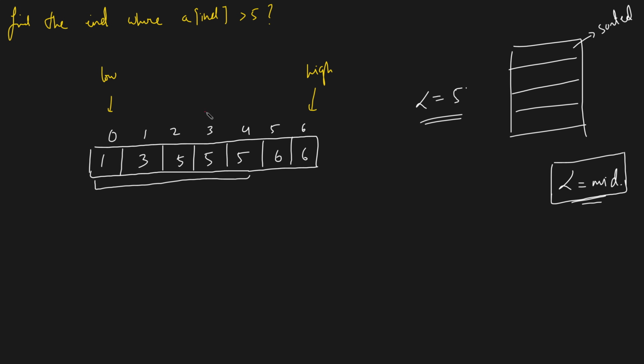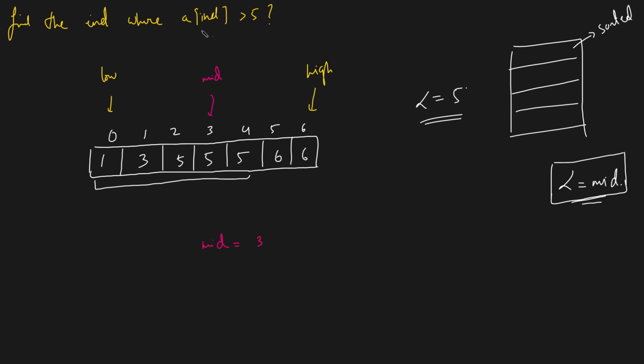So let's start the binary search. Initially the search space is from 0 to 6, because that is the entire array. So just take the middle. The middle will be 0 plus 6 by 2. That is the third index. So you just go and point to the third index. So your middle is pointing to the third index.